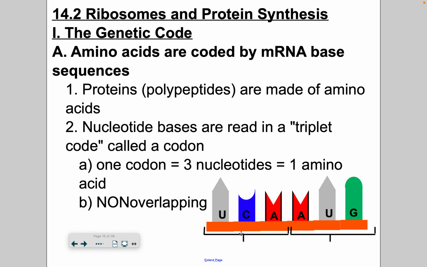This code is read as a triplet, okay? 1, 2, 3. Three nucleotides on the mRNA will code for one amino acid. This code is called a codon. So this is one codon, this is another codon. And it is non-overlapping. What that means is that you read 3, those 3 are done, and you move on to the next 3. You don't say, okay, I'm going to read these 3, oh, now I'm going to read these 3, no, now I'm going to read these 3. That's overlapping. These are non-overlapping. So you read the first 3, and then you move on to the next 3.